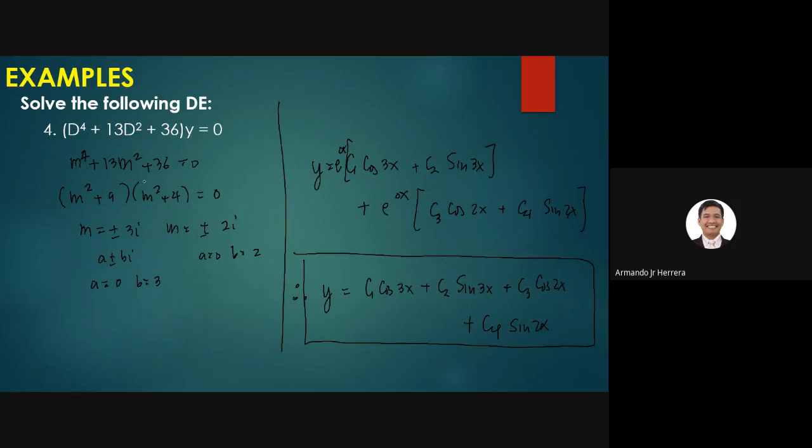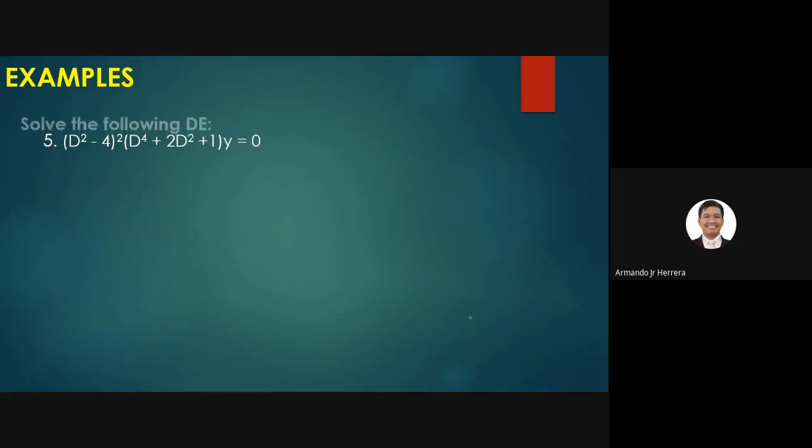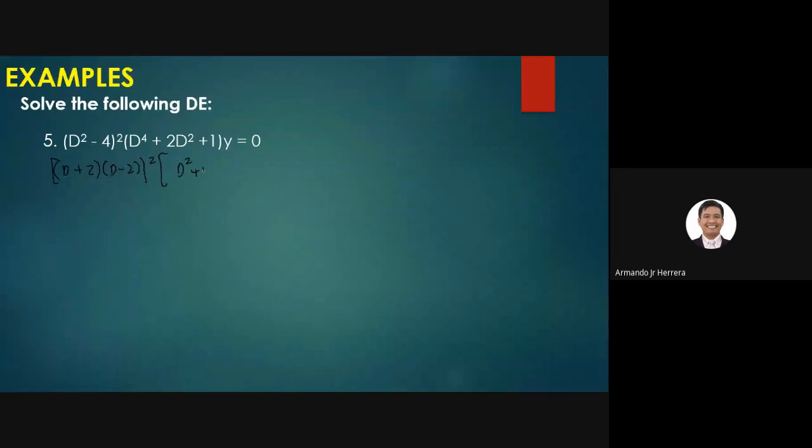So again, 4th order tayo, so dapat hanggang c4. Then let's have this as our last example. So you have D squared minus 4 to the 2nd, that's D to the 4th plus 2D squared plus 1, y is equal to 0. So this is D plus 2, D minus 2 squared. This is D squared plus 1 squared, y is equal to 0.